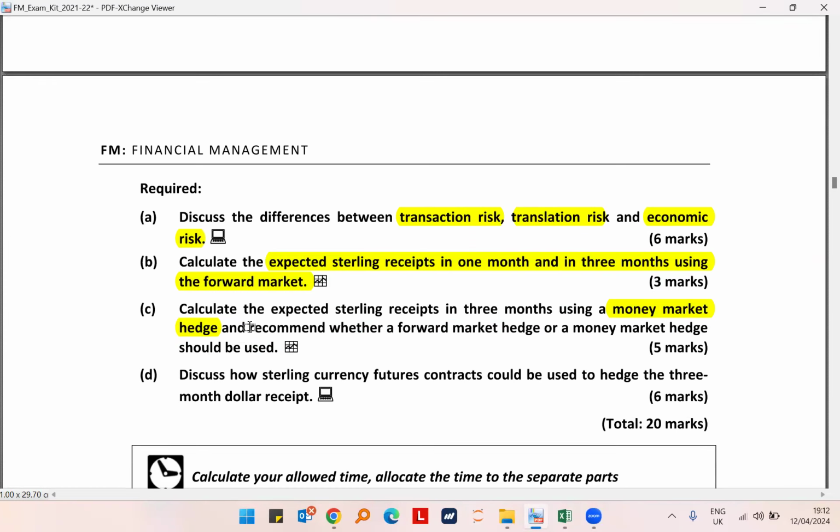Then recommend whether a forward market hedge or a money market hedge should be used. And then also discuss how the currency of sterling futures contracts could be used. So remember, we said for risk management, we are only going to be calculating forward contracts and money market hedge. And we said that the rest of the other options, like options and futures, you have to be able to discuss them in a question. This is the first question that is actually testing you on that.